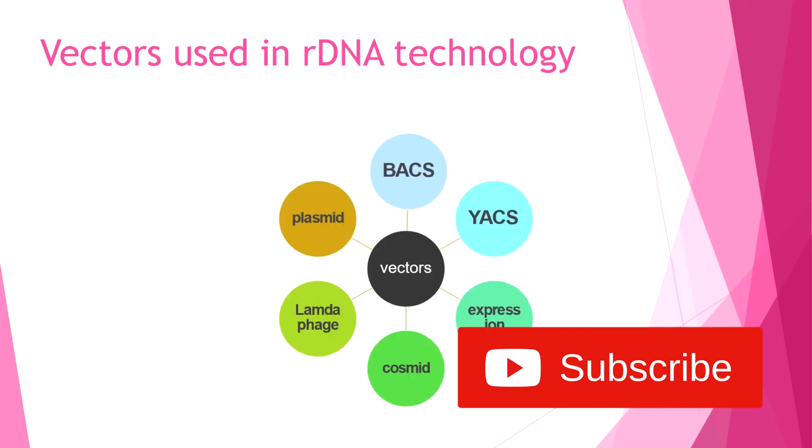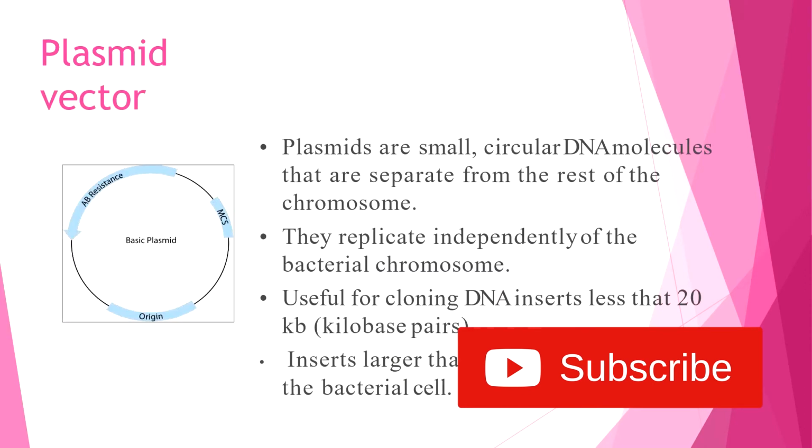These are the vectors which are used in rDNA technology. You can see BACs, the bacterial artificial chromosomes, YACs, the yeast artificial chromosomes, plasmids, lambda phage, expression vectors, and binary vectors are also there. So these are the vectors which are used in rDNA technology.